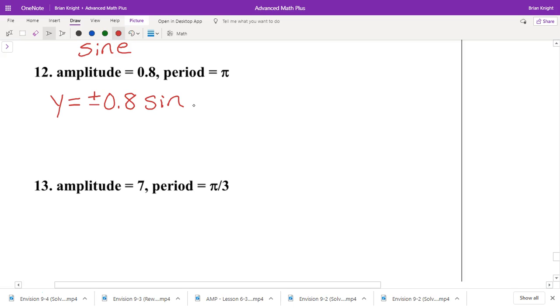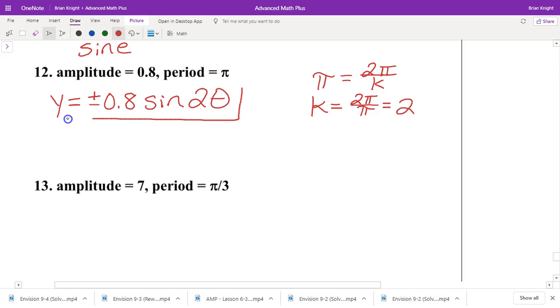They gave me the period. It's pi, and I know the period equals 2 pi over K. I solved that for K. So what can I do with the pi and the K? I can swap them. K will be 2 pi divided by pi. So K is 2. So I put 2 there. All there is to it.